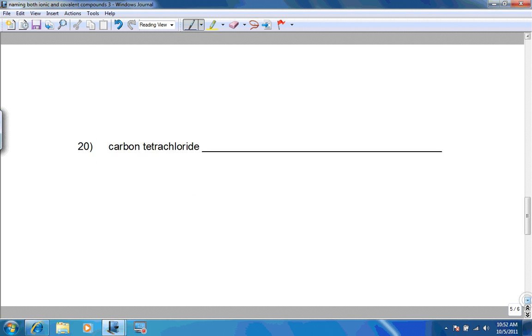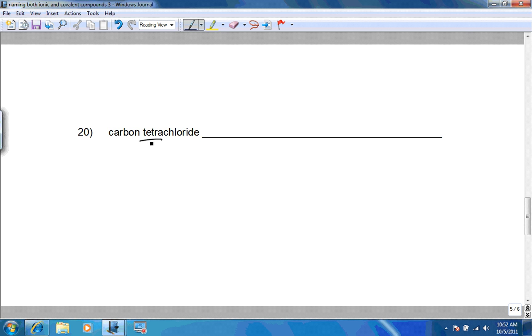And finally, we have carbon tetrachloride. We have a prefix here again, so that's going to tell us how many we have. Carbon, because we have no prefix there, it's going to be a 1. Tetrachloride. Chloride is Cl. Tetra means 4, so CCl4. And that is the end of the naming both ionic and covalent compounds worksheet number 3.